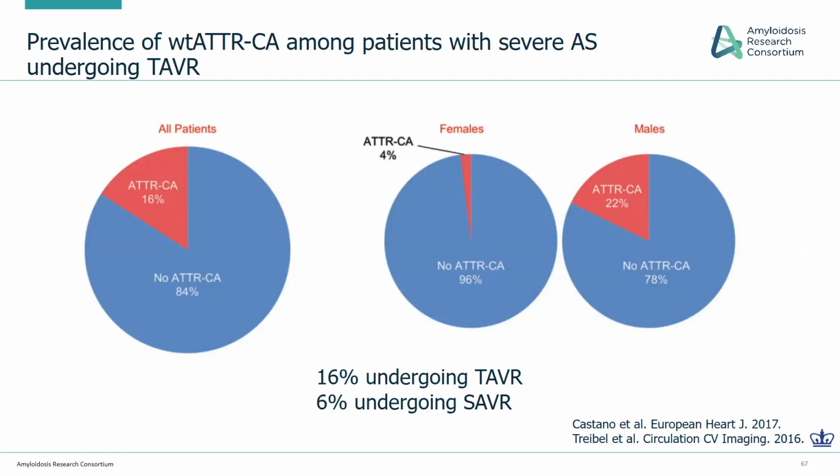Right, so the data which Adam Castano collected: about 16% of patients who were going for TAVR were positive for ATTR cardiac amyloidosis by PYP imaging. If we look at male and female, 22% were males and 4% were females who were positive for TTR cardiac amyloidosis with PYP imaging. Yeah, pretty impressive. And in other series, it's estimated about 1 in 7 patients undergoing aortic valve replacement, either surgically or with a transcatheter approach, has a concomitant amyloidosis, so not rare.